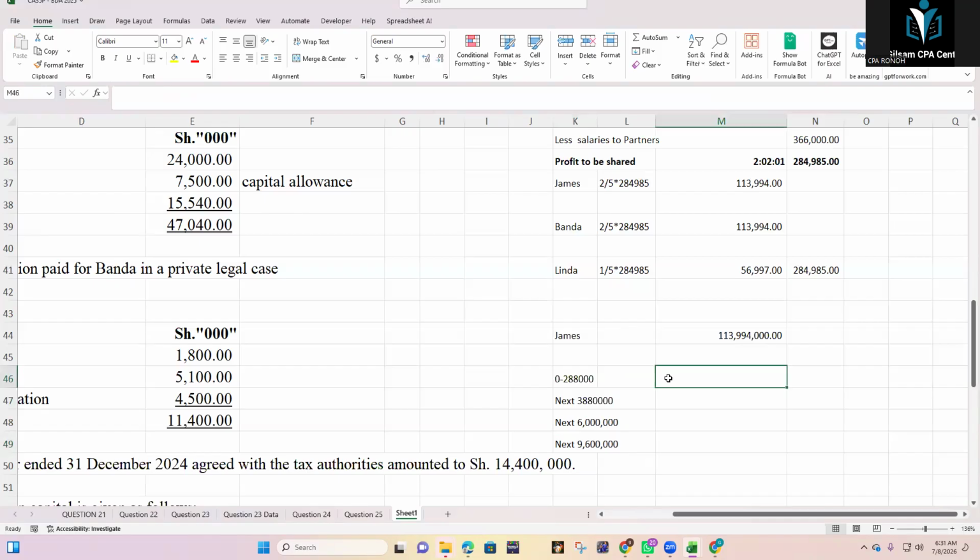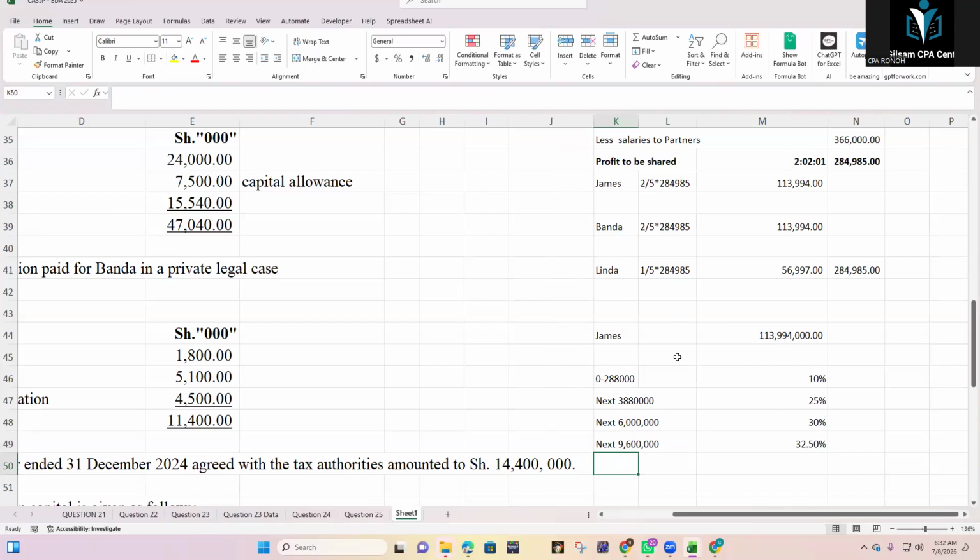9,600,000. This is 10%. This is 25%. This is 30%. 32.5%. And above that is 35%. So which means if you check this one, it is beyond this one, because this is 113 million. So it is beyond even 9.6 million. So we will collect the 10% of this, which is 28,000.